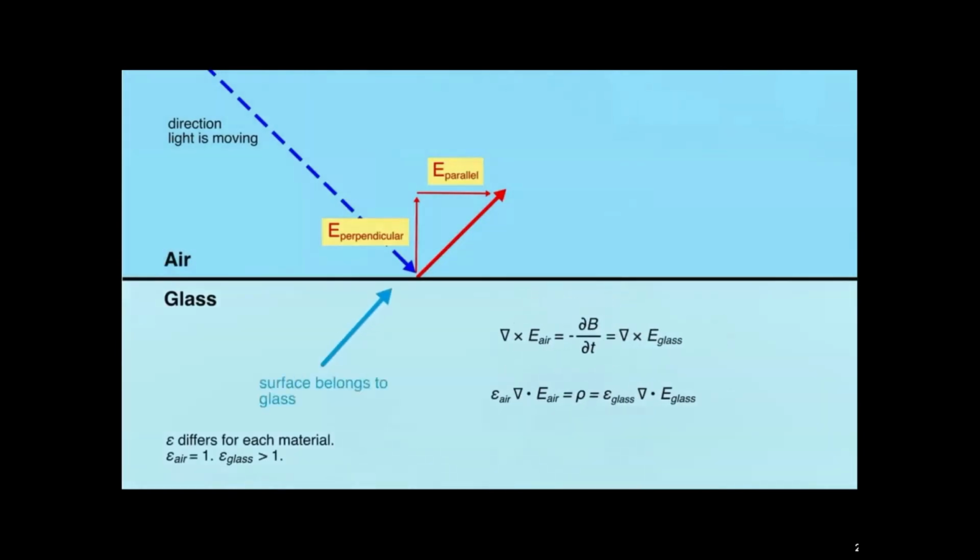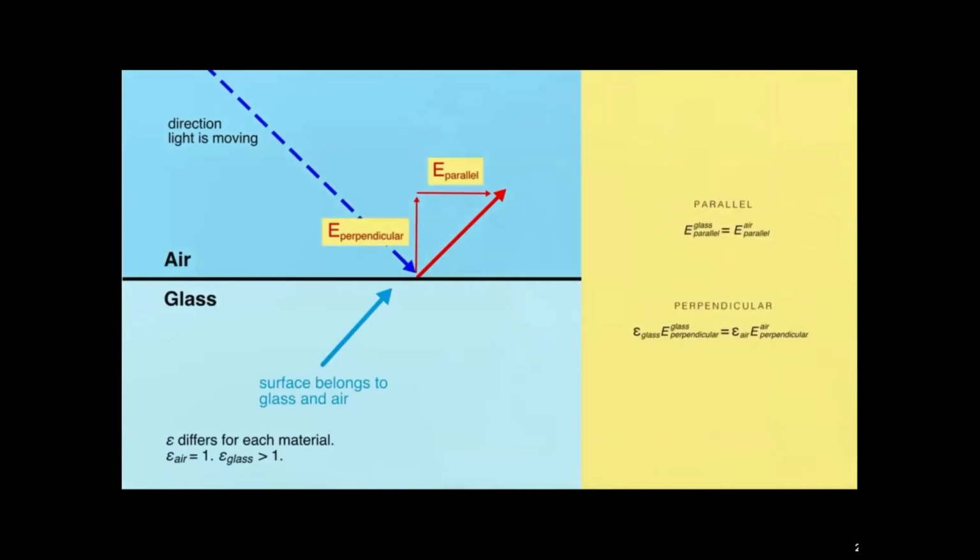The surface belongs to both the air region and the glass region. This means that at the surface, the equations on the top and the equations on the bottom have to apply. And with that little bit of calculus, you can find two important restrictions. The first is that the electric field parallel to the surface of the glass has to be the same in the air and the glass.